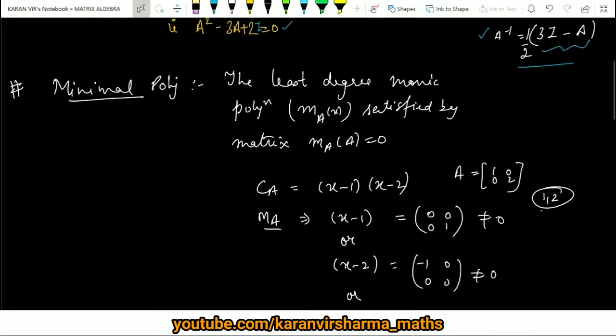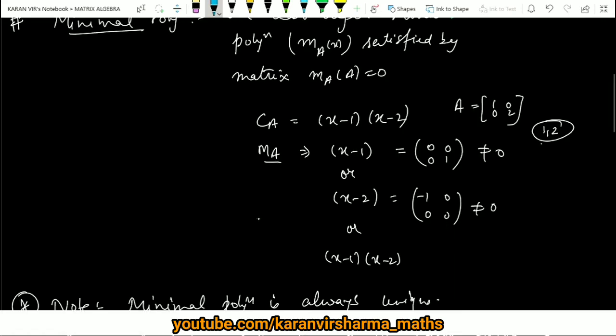Now moving on to the concept of minimal polynomial. What is a minimal polynomial? It is the least degree monic polynomial which is satisfied by the matrix. As in the above example, we have chosen A to be a 2 cross 2 matrix and the corresponding characteristic polynomial was this.